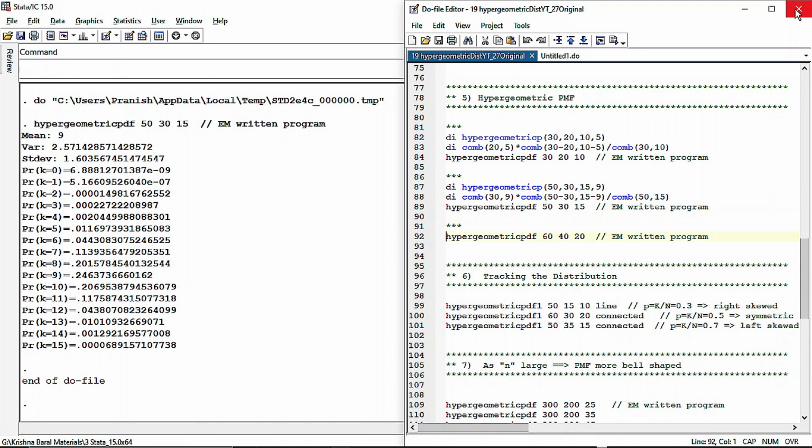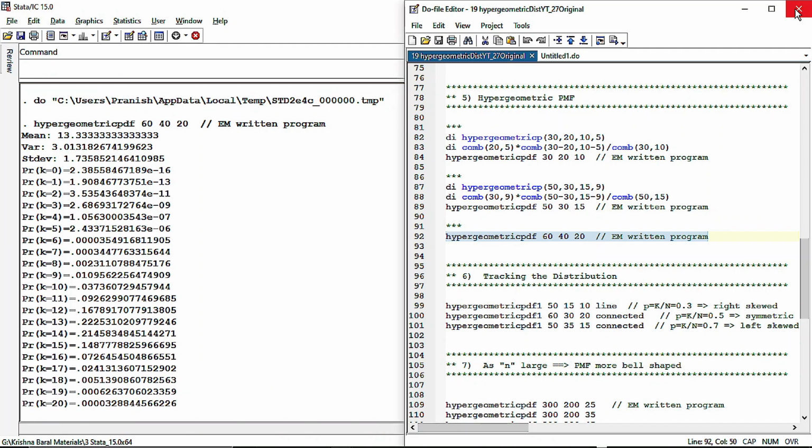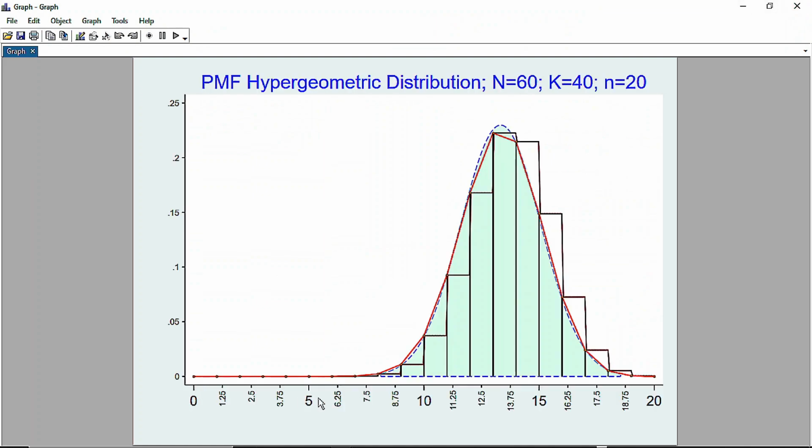Similarly, in this program, we can provide any other inputs for N, capital K, and a small n, and we will get the PMF for so many small k's, or the attributes of interest in the sample. At the backdrop, we have a normal distribution with the mean and variance equal to the mean and variance of this hypergeometric distribution, and it seems that it is coinciding with the normal distribution.